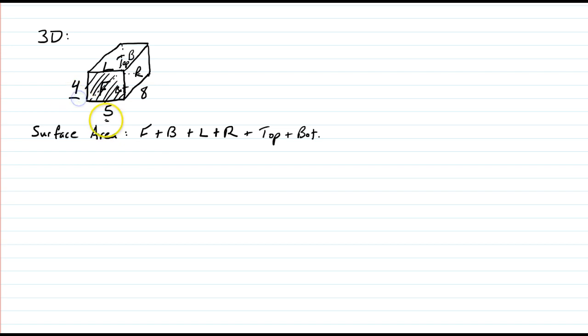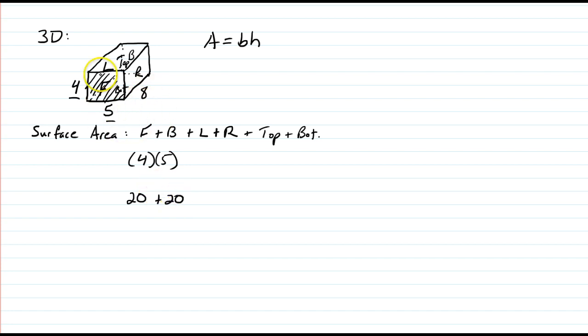And so it's 4 and 5. So remember, the formula for a rectangle is just base times height. So it's just going to be 4 times 5. And so we get 4 times 5, which is going to be 20. And so the front and back are the same, so it's just going to be 20 plus 20.